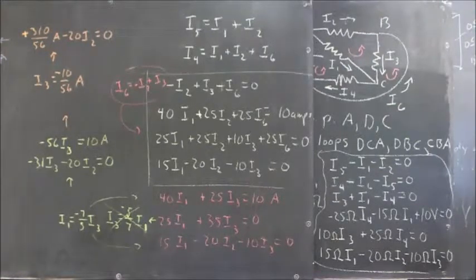Good heavens, that's not right. Hang on. Okay, 20 times 56 is 1,000 plus 6 times 20, which is 1,120, not 1060. So here's our I2.